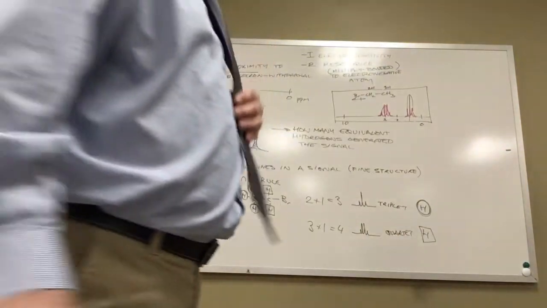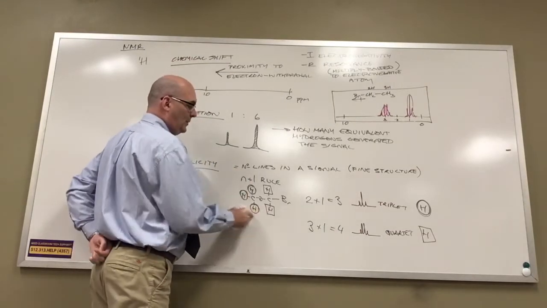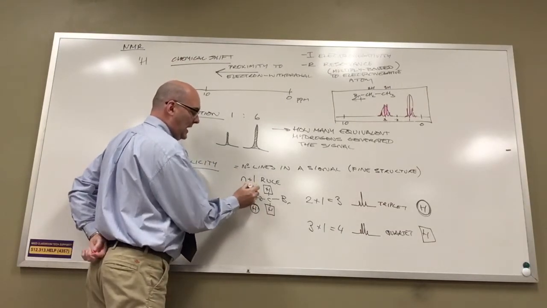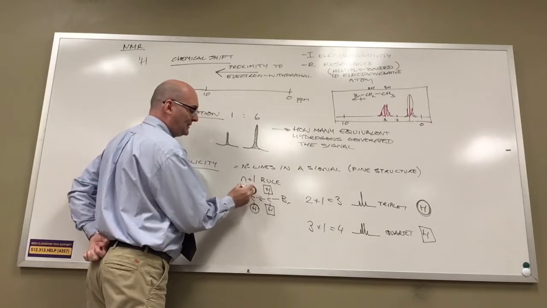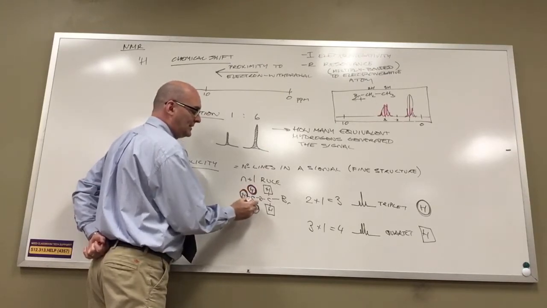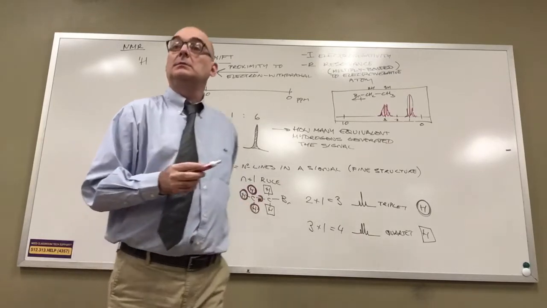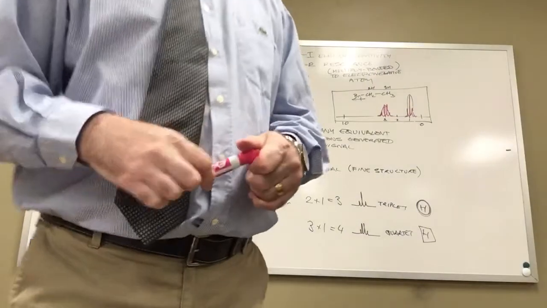Yeah. Can you explain the area under the curve again? Why the triplet is bigger than the quartet? In bromoethane, I have this, which gives rise to a signal. But it is the same as this. And it is the same as that because this bond is allowed to rotate 360 degrees.